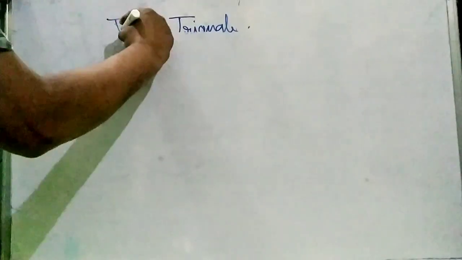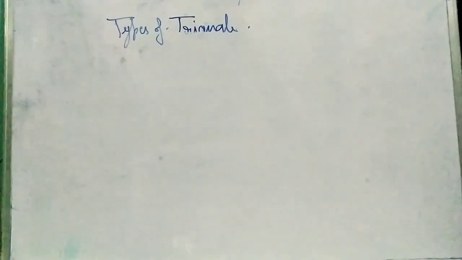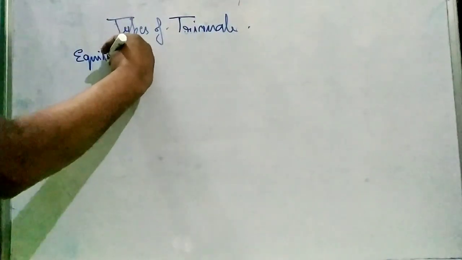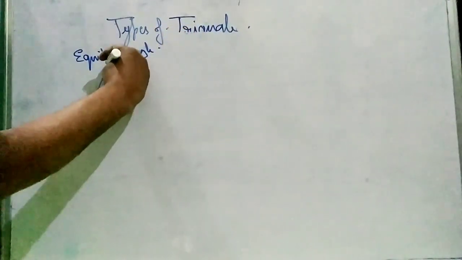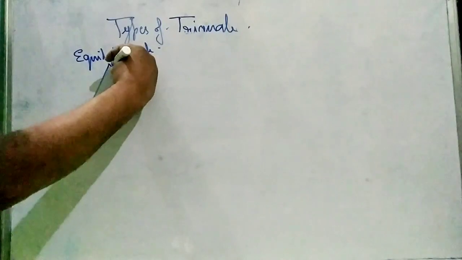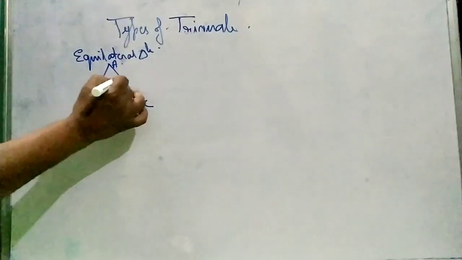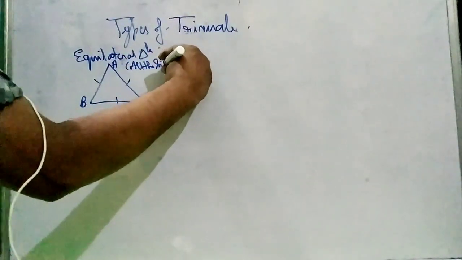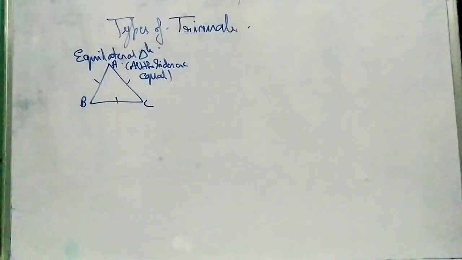Types of triangles. First triangle, if we consider, is an equilateral triangle. Equilateral triangle means when all the sides are equal, A, B and this is C. It is marked with, in equilateral triangles, all the sides are equal.